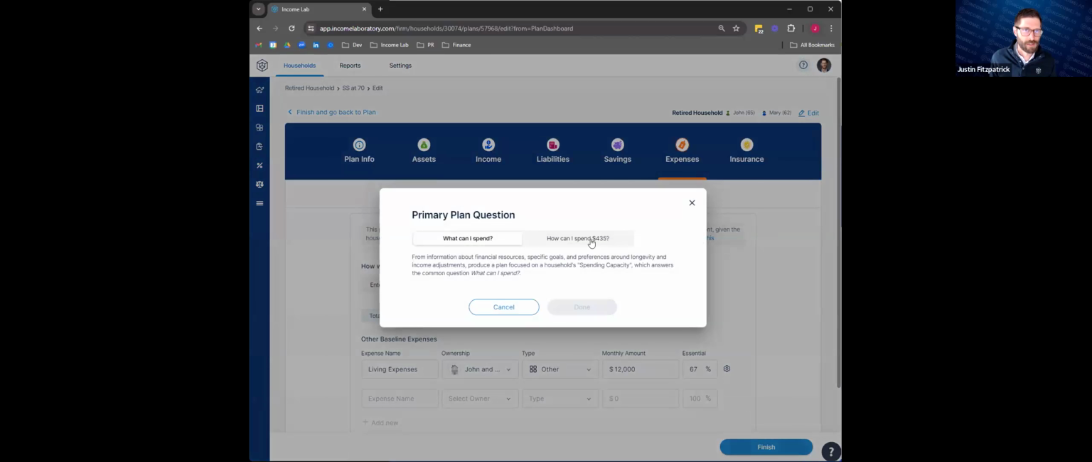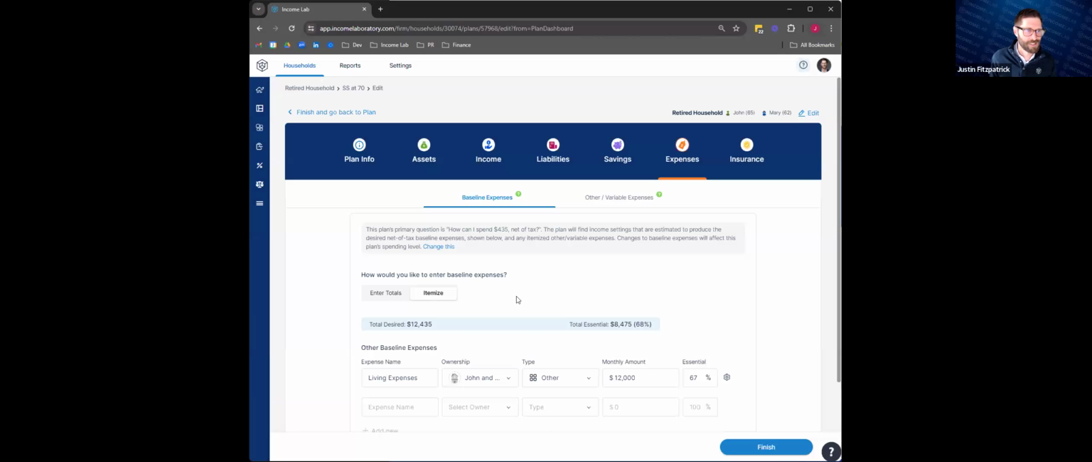Let's change that to, I don't know why that says that, but it's not, and now it should answer that question. I don't know why the 12 is not showing up here. That must be an issue with my UI. So it'll target 12,435 in net of tax income.